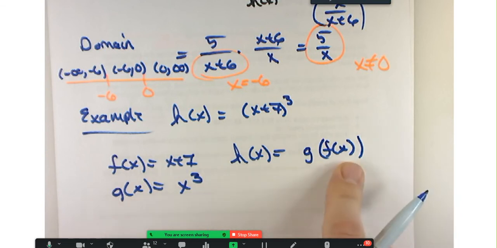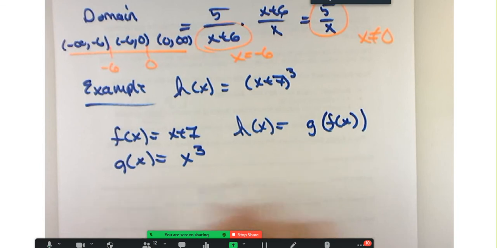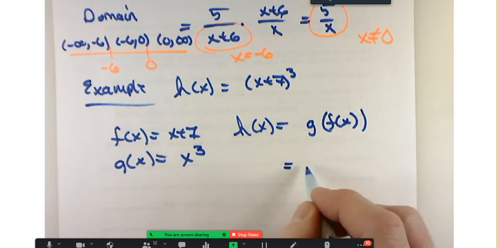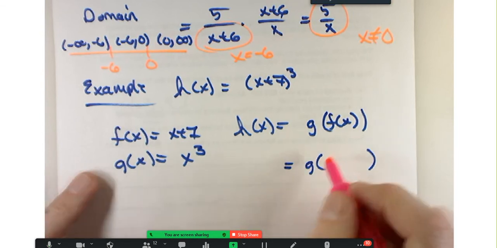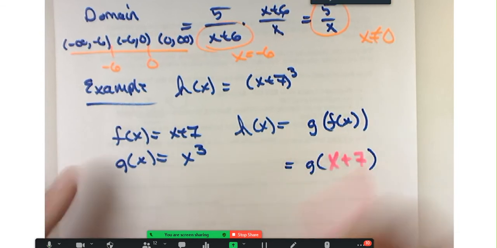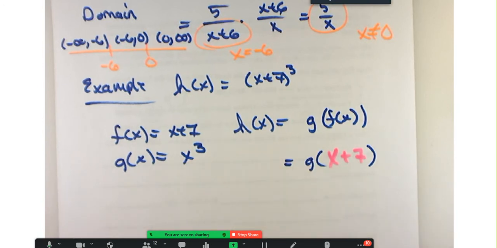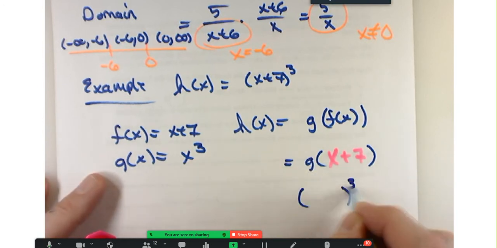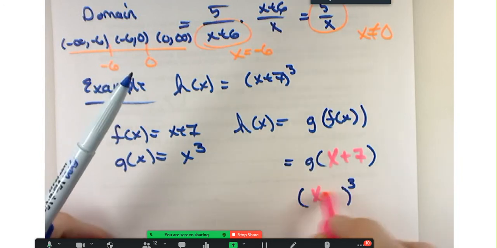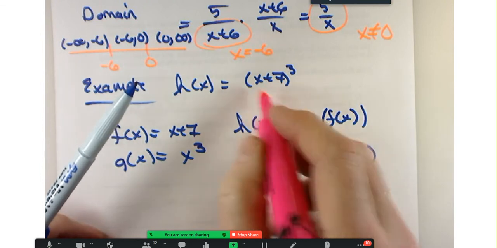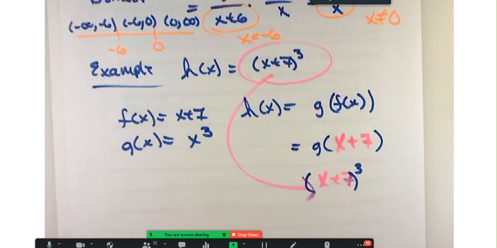So if I put these two functions together like that, do I get this? Let's find out. G of f of x really means g of x plus 7. And if I then go to the rule for g, it says, whatever you put in my parentheses, you're going to cube that. So it would be x plus 7 cubed. And that's what we wanted. If you put it in the opposite way, it wouldn't work.